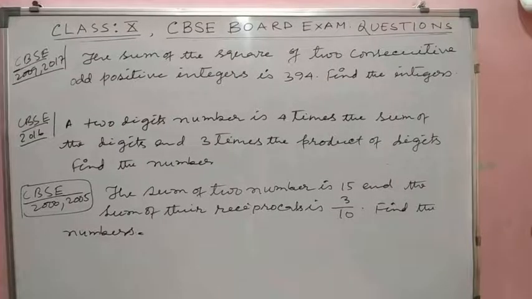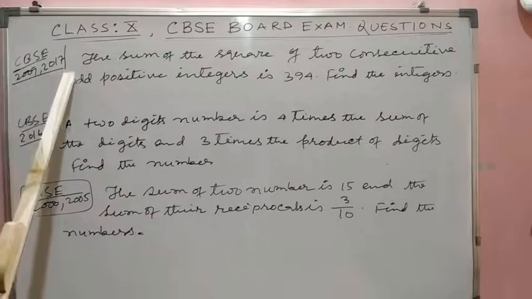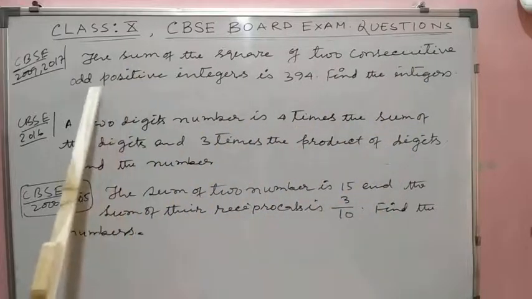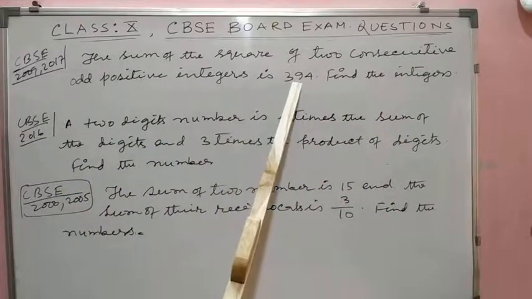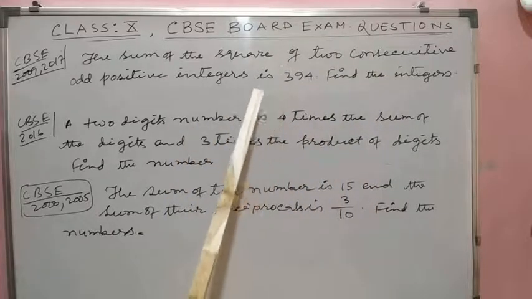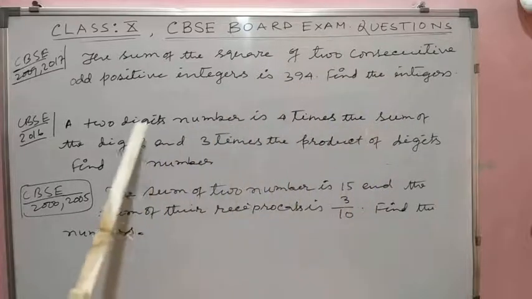Now I give 3 questions related to CBSE board. Here it is given 2009 and 2017: the sum of the squares of two consecutive odd positive integers is 394. Find the integers. Odd positive integers, so you will consider one as x and the other will be x plus 2.